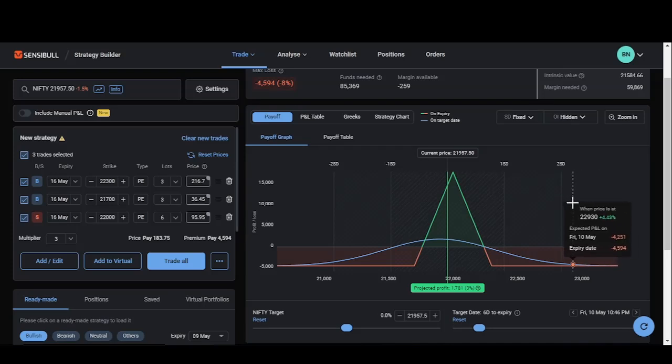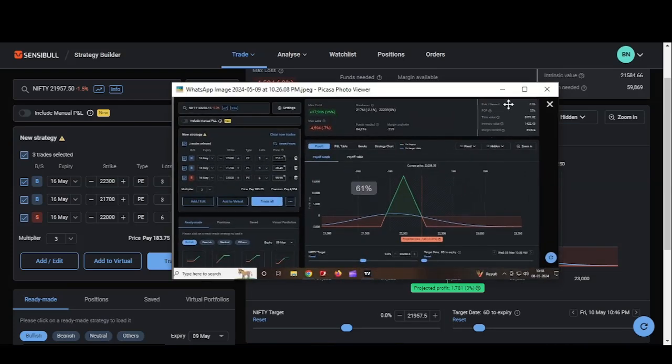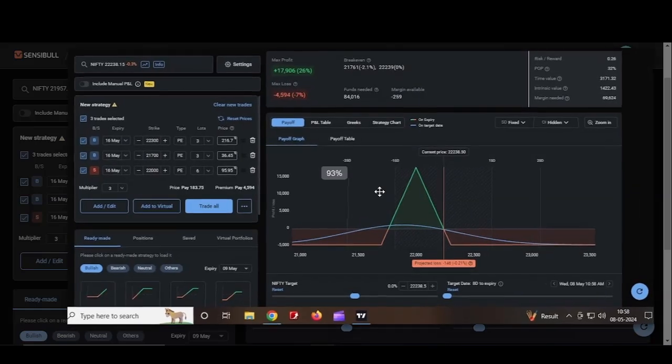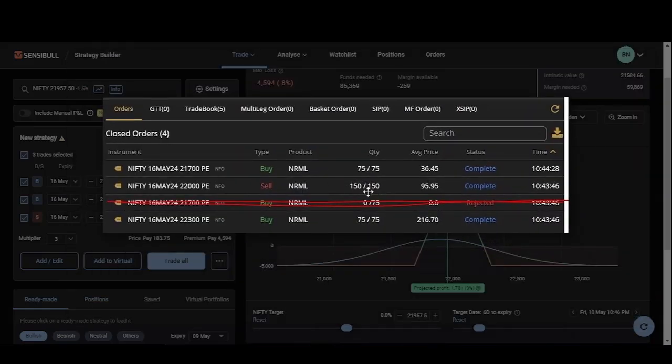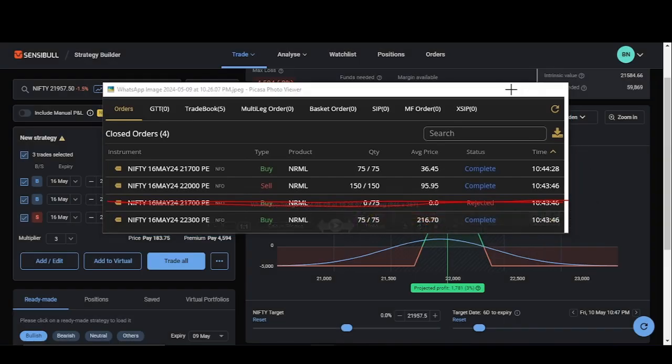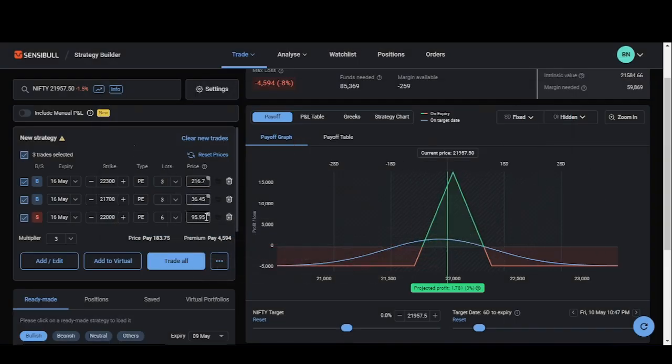This particular strategy I deployed yesterday, 8th May, at 10:43. These are all the reference logs I can show over here. You can see the prices of around 216.7, 95.95 and 36.7, 36.45, with 75 buy quantity, 150 sell quantity and 75 buy quantity. Very simple, the butterfly strategy looks like this fashion. The price is also matching.